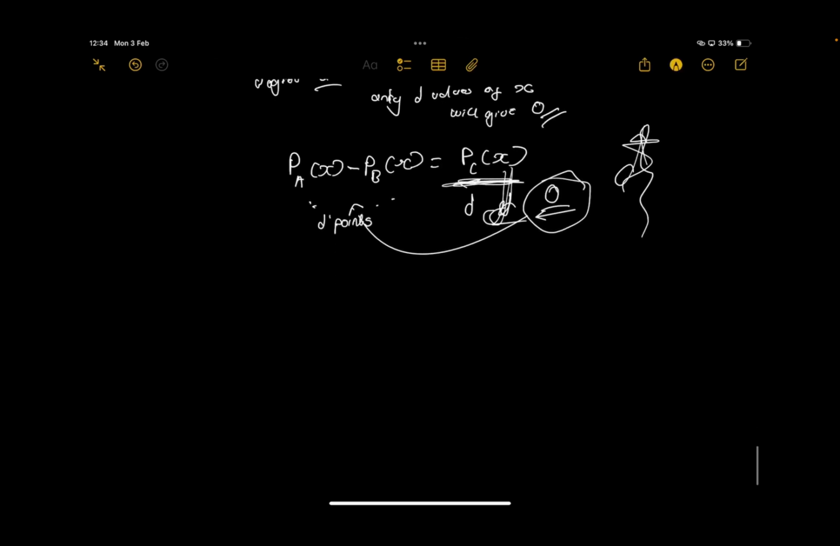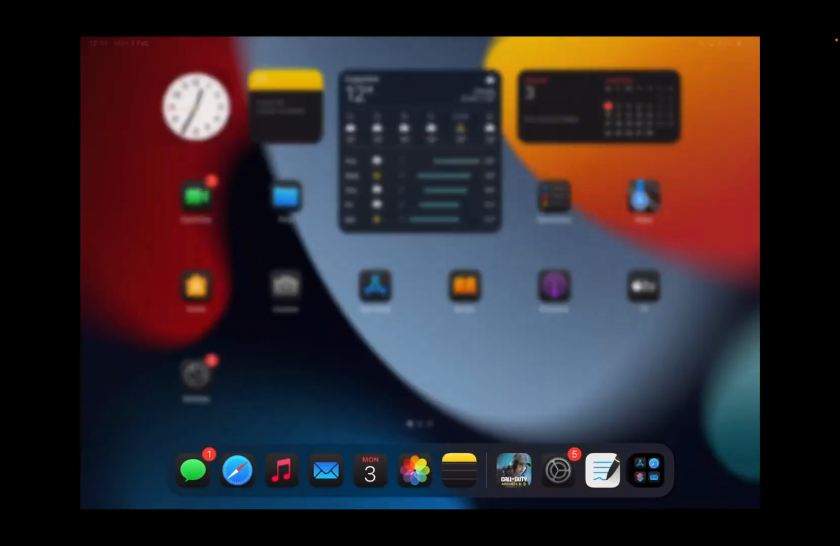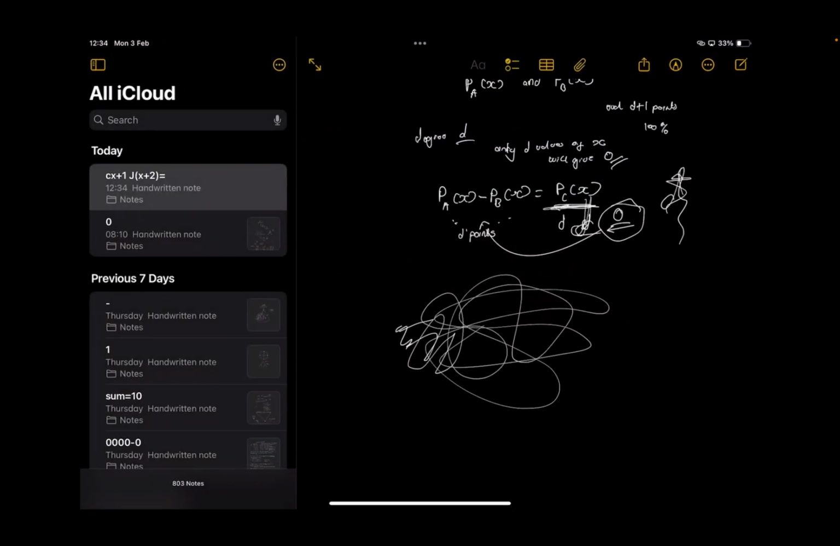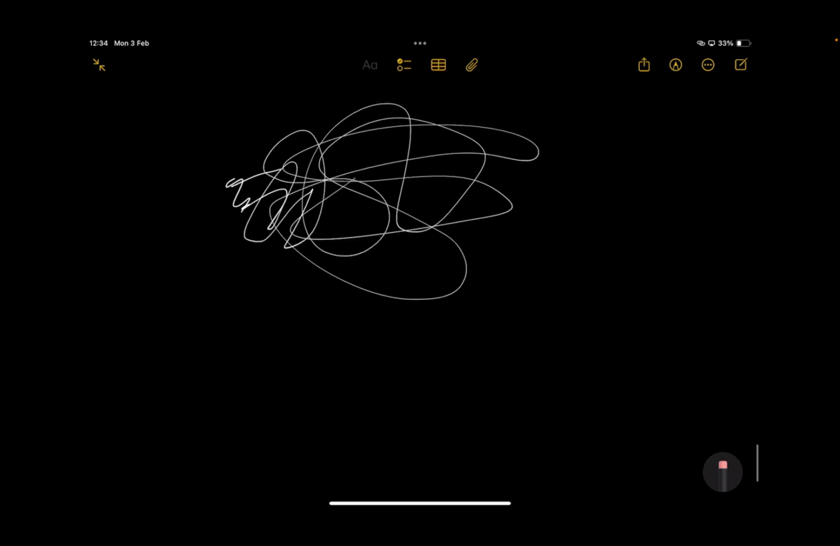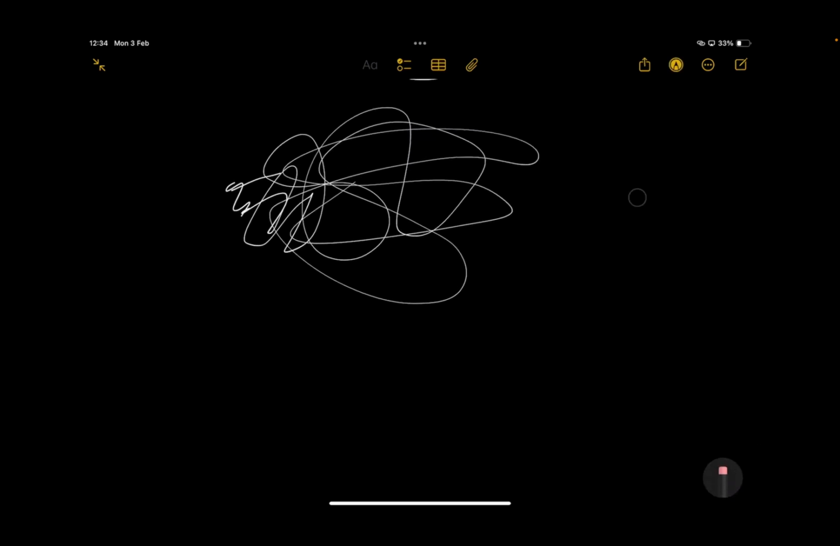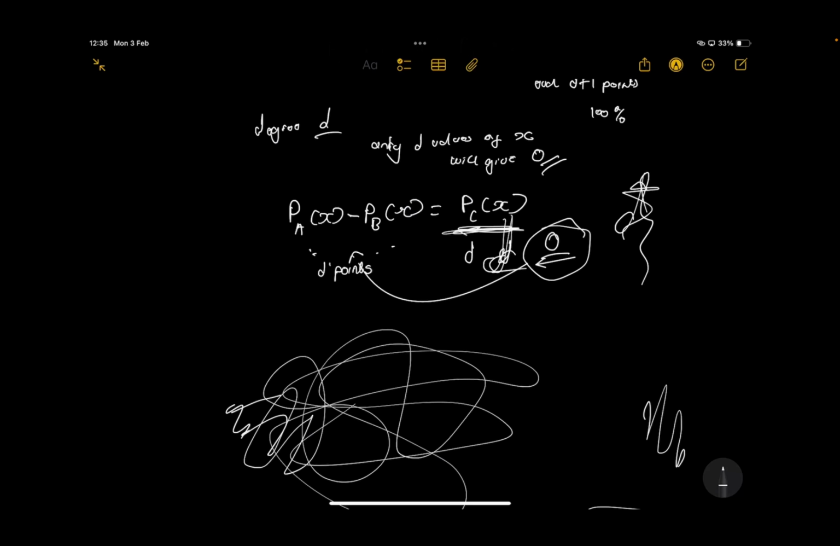Wait, is this writing now? I'm using the eraser. It's working now, okay. But this was writing now, but this is not what I was drawing that time.